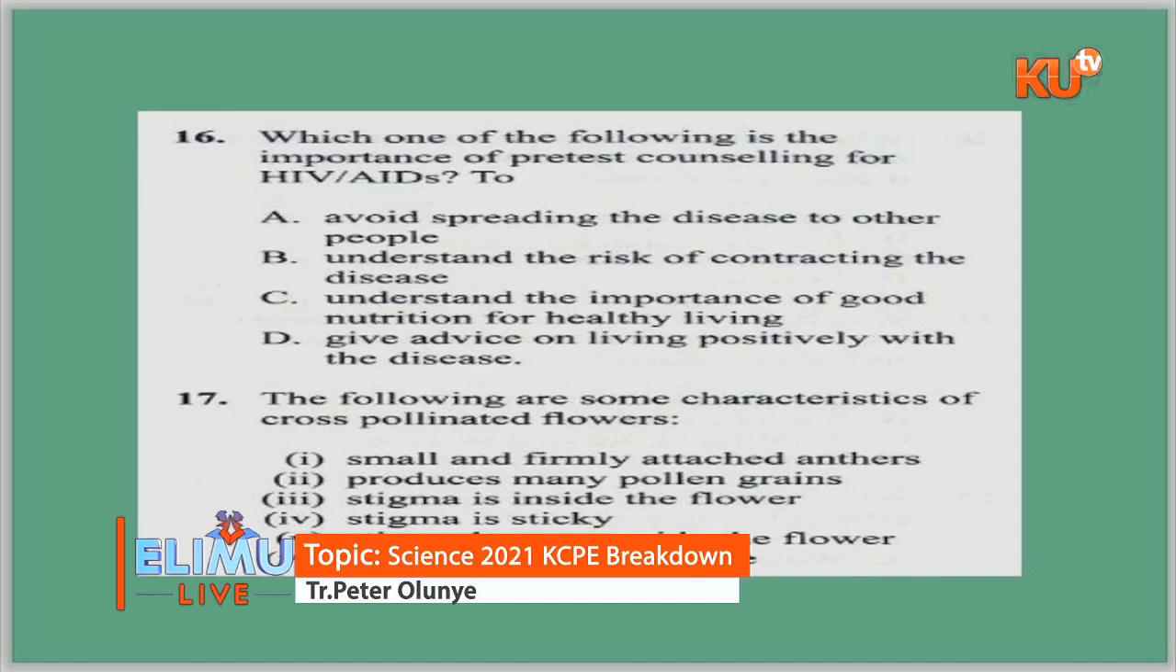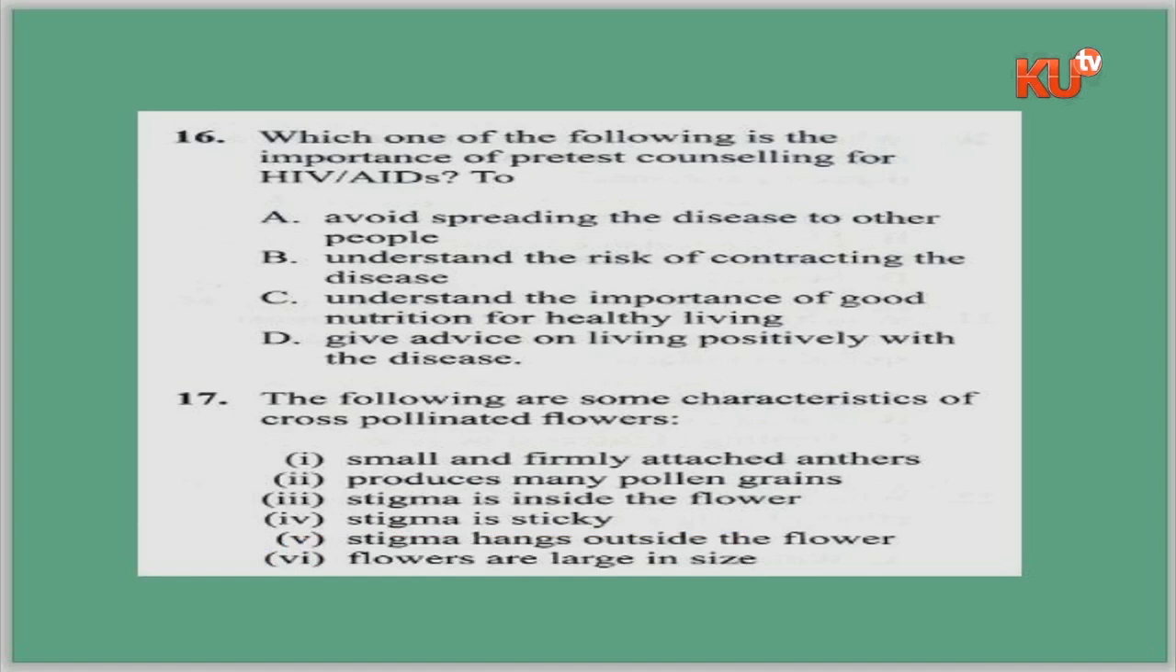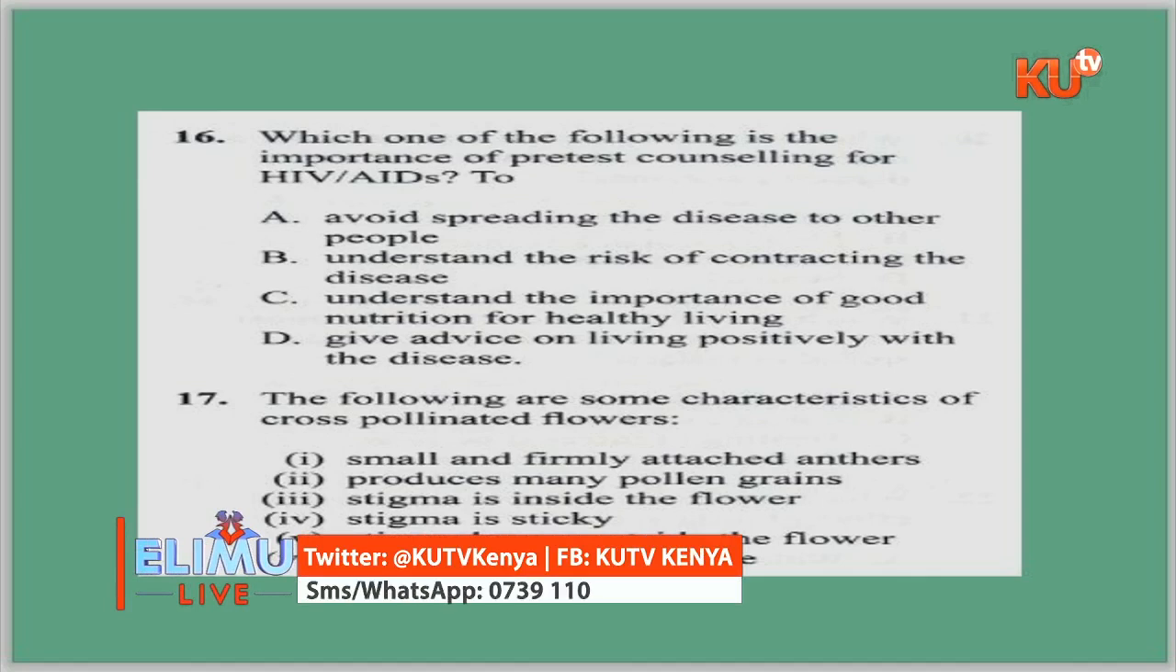B for boy, understand the risk of contracting the disease. To me, I think this was the correct answer. Because even now, in class 4, you talk about the risks and you still don't have the disease. You are not yet tested. So this pre-test counseling is also an educative way in which you are going to know how you are going to get it, what are the risks, what are the repercussions, and even how to protect yourself against these kinds of diseases. So my correct answer, boys and girls, here was understand the risk of contracting the disease.